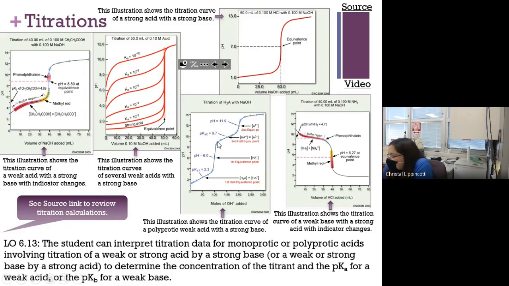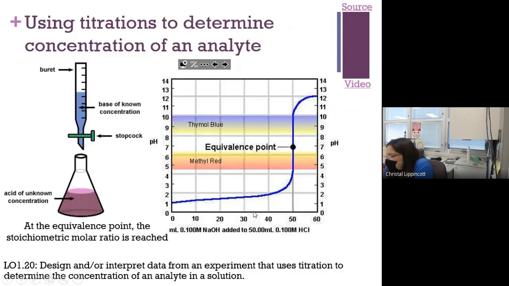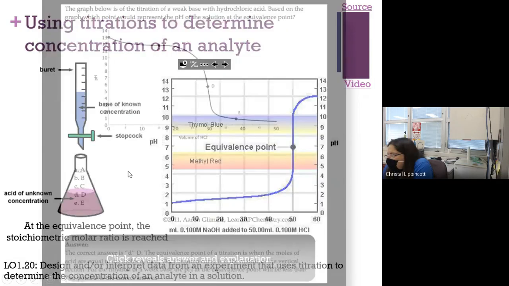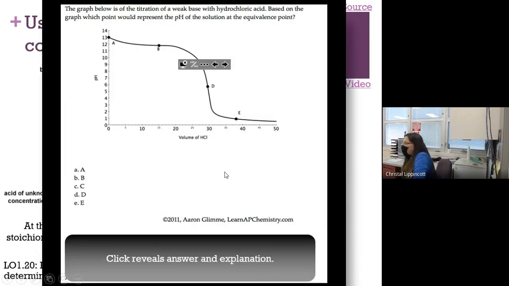This is a two hydrogen situation where this would be like your H2S, where you have an equivalence point for the first hydrogen and then an equivalence point for the second one. Okay, and then we can look at concentration with analytes here. So see if you can work towards that problem.